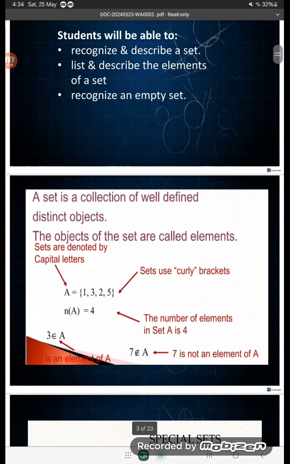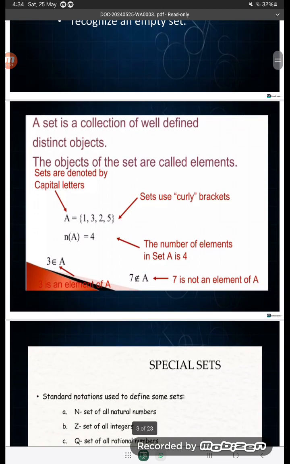Okay, the next is: the objects of a set are called elements. Like if we have a set A: 1, 2, 3 and 5. Here 1, 3, 2 and 5 are the elements of the set, and sets are denoted by capital letters.